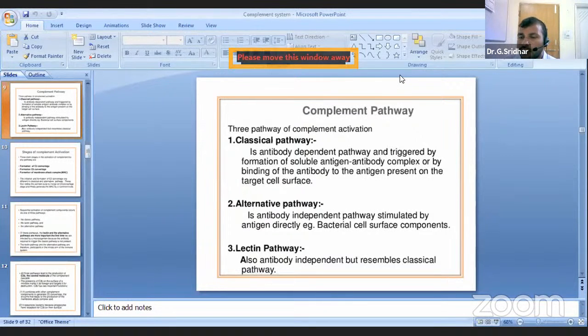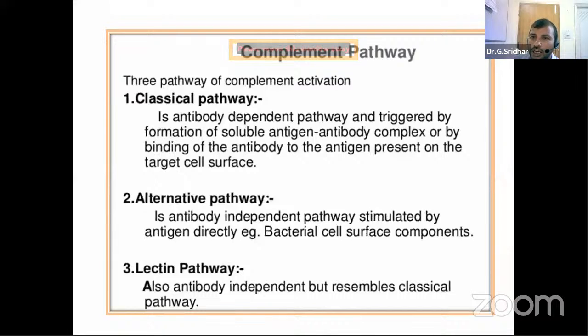What are the different types of pathways which you find in the complement system? There are three pathways mainly in the complement system: the classical pathway, the alternative pathway, and the lectin pathway. You can also call it the lectin and Manus pathway. What is the meaning of classical pathway? It is an antibody dependent pathway, triggered by the formation of a soluble antigen antibody complex by binding the antibody to the antigen present on the target cell surface.